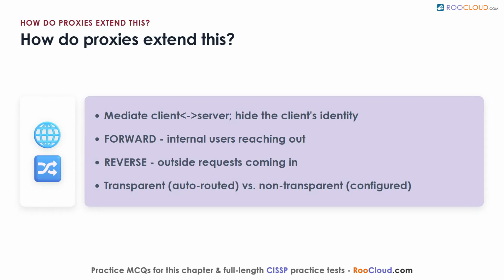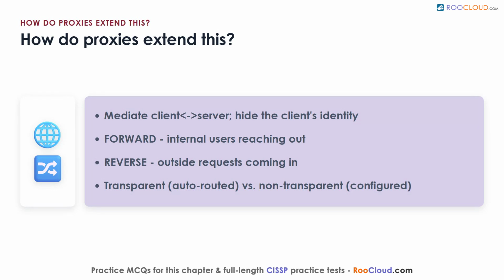A proxy accepts a client's request, rewrites the source so the client stays hidden, forwards it out, and relays the reply back to the right requester. A forward proxy handles internal users reaching outside services, while a reverse proxy handles outside requests coming into internal services, often sitting at the edge of a screened subnet.